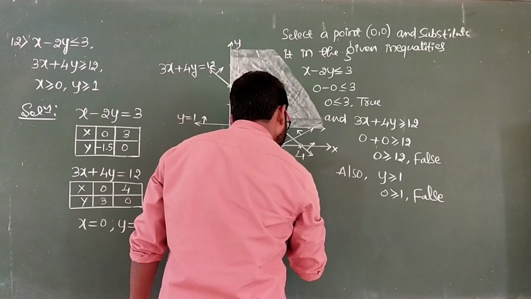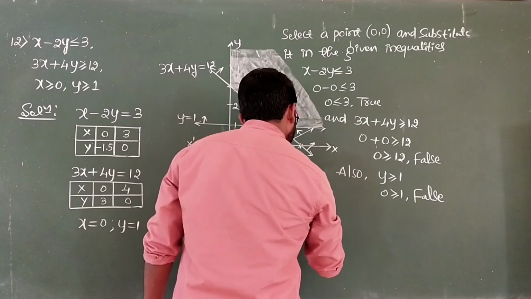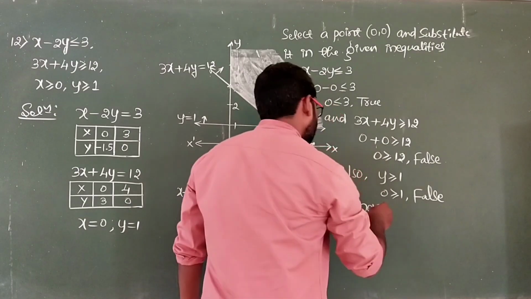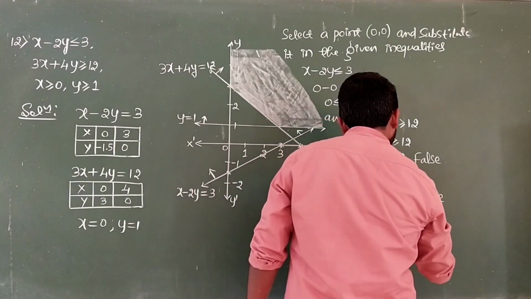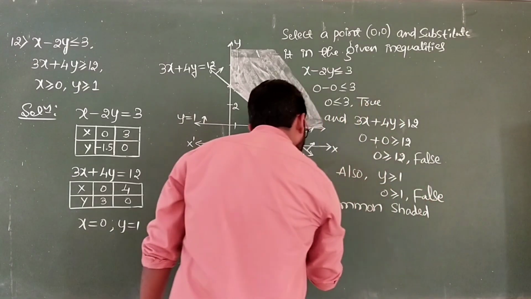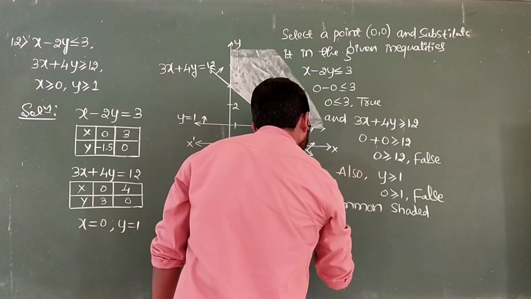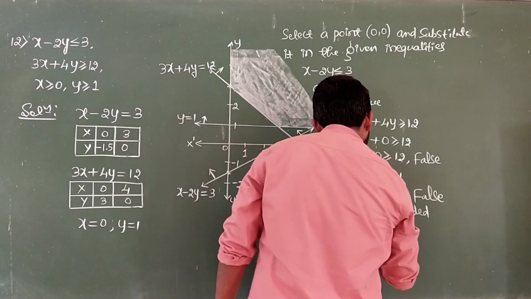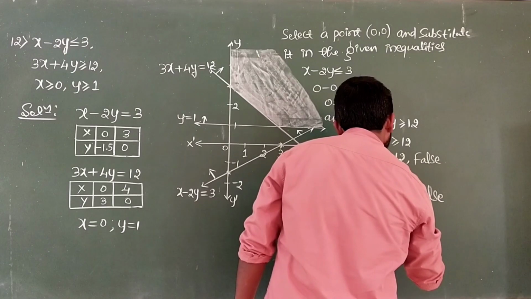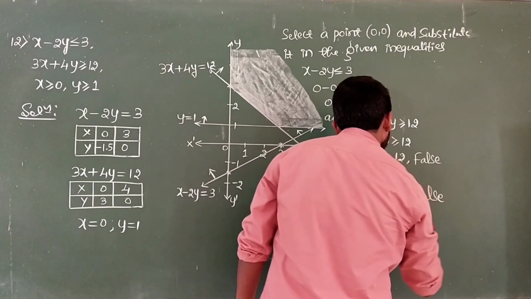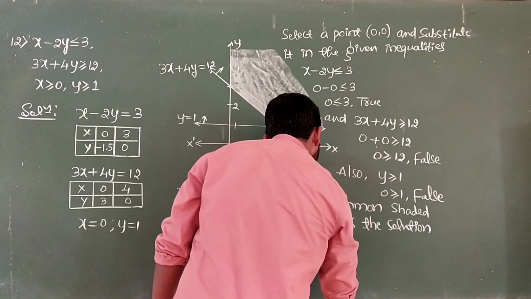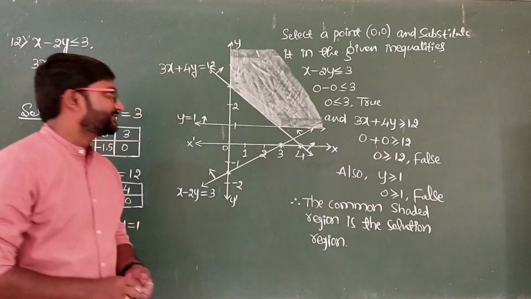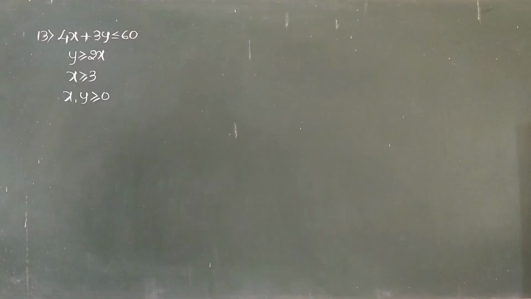Therefore the common shaded region is the solution region. The common shaded region is the solution region. So this is all about question number 12.